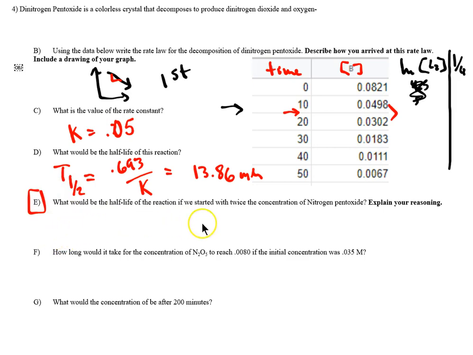E, what would be the half-life if we started with twice the concentration of dinitrogen or nitrogen pentoxide? And the answer would be 13.86. It's the same, correct? Explain your reasoning. This is the way that the AP testers would test that you know that the half-life for a first-order reaction is independent of your initial concentration.